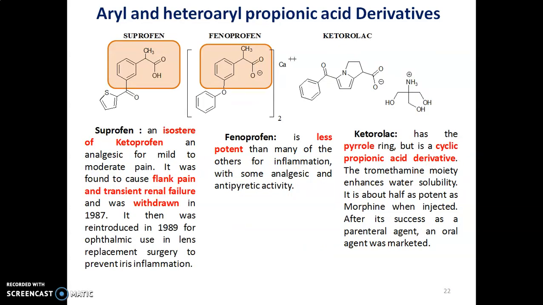Other drugs of this category include suprofen, fenoprofen and ketorolac. Suprofen is an isostere of ketoprofen. It contains a thiophene group. Fenoprofen is less potent than many of the others for inflammation with some analgesic and antipyretic activity. Ketorolac has a pyrrole ring but is a cyclic propionic acid derivative.